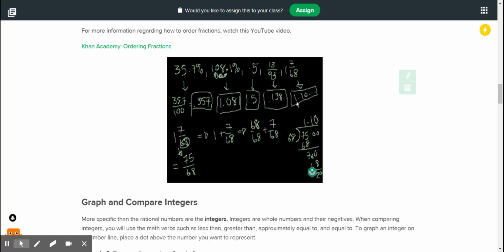So what's the smallest? The smallest is right here. I'm going to rank them from smallest to largest. The smallest is 0.138. Then the next largest is going to be 0.357, then 0.5, then 1.08, and then 1 and 7/68.